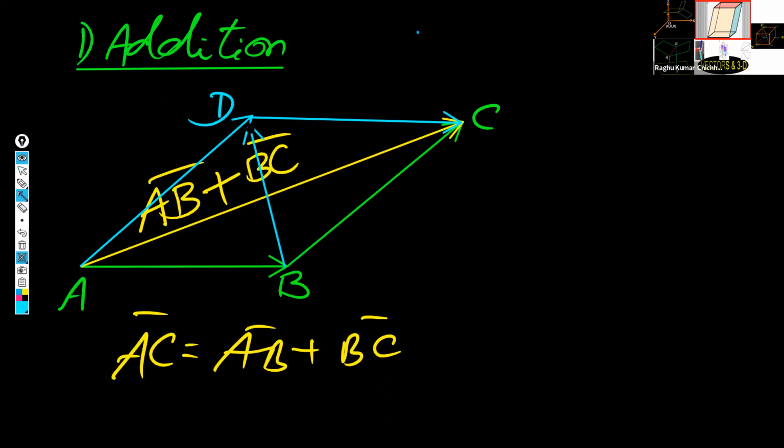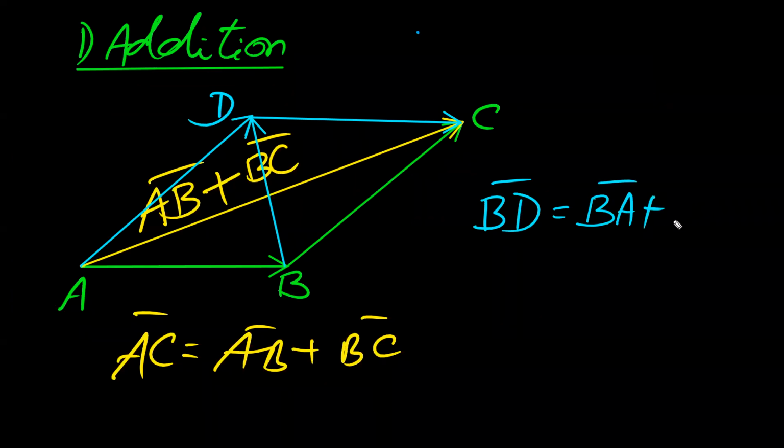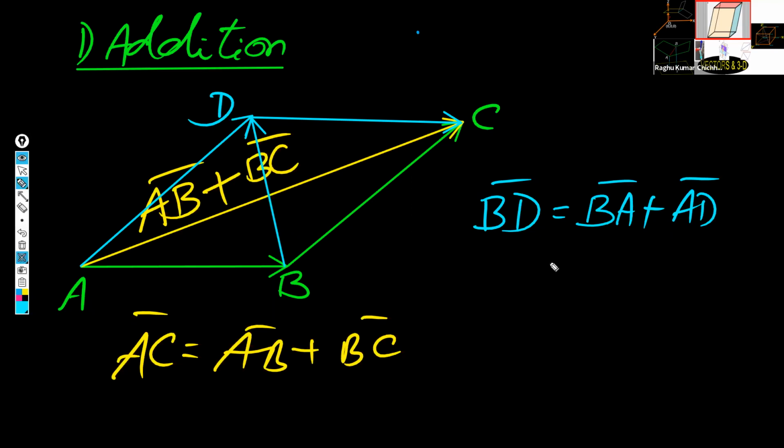Let us apply the triangle law of addition again. What is BD bar? Apply the same, meaning the triangle law of addition again. Start from B, go to C, or start from B, go to A, whatever. We will do it like this because I want to show the commutative law here. BD bar is equal to BA bar plus AD bar.